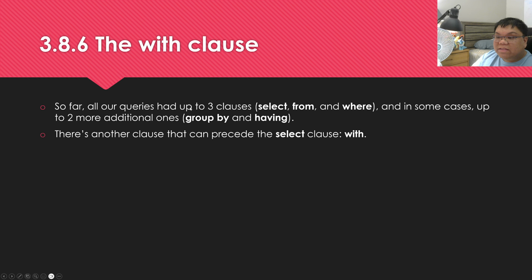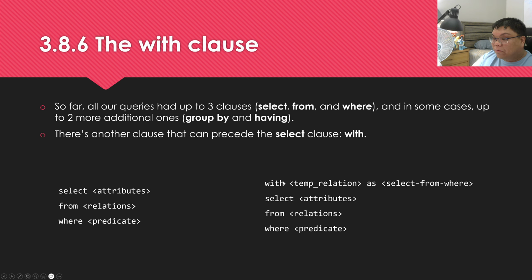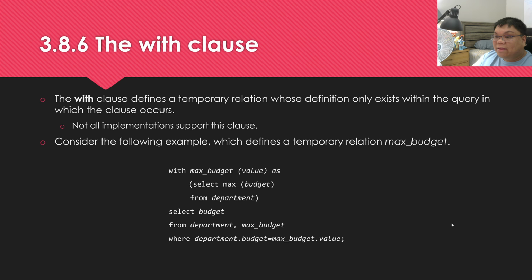So far, all our queries had up to 3 clauses, and in some cases, up to 2 more additional clauses, group by and having. There's another clause that we can also add, with. So here's our select from where: select attributes from relations where predicate, with temp relation as select from where, select attributes from relations where predicate. The with clause defines a temporary relation whose definition only exists within the query in which the clause occurs. Not all implementations support with, by the way.